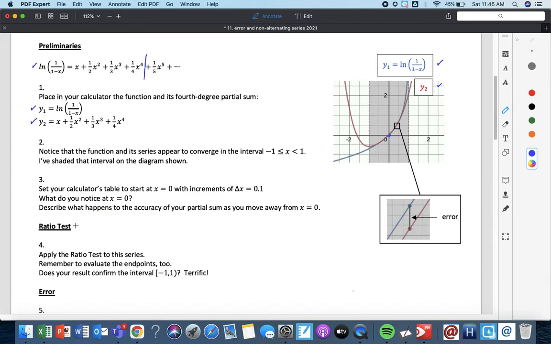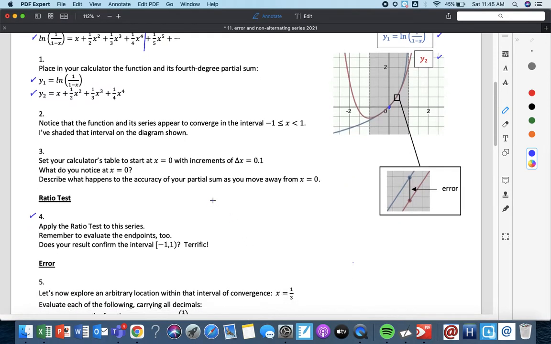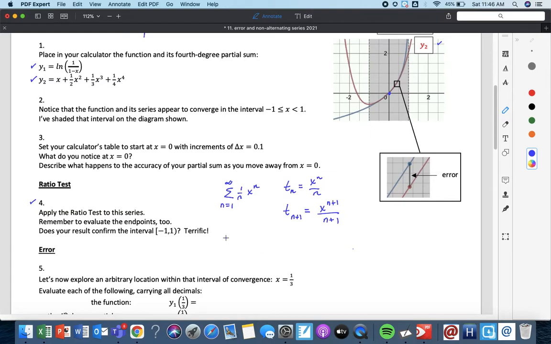And what I want to do in step 4 is show by using the ratio test that the interval of convergence is indeed between -1 and 1. So I'm going to go ahead and do that. If you express this series using sigma notation, it would be 1 over n, x to the n, with n starting at 1 and going on forever. And that means the nth term is x to the n over n, just written a little more compactly. And then the next term, the n plus first term, is just x to the n plus 1 over n plus 1. And what I'm going to do now is apply the ratio test.